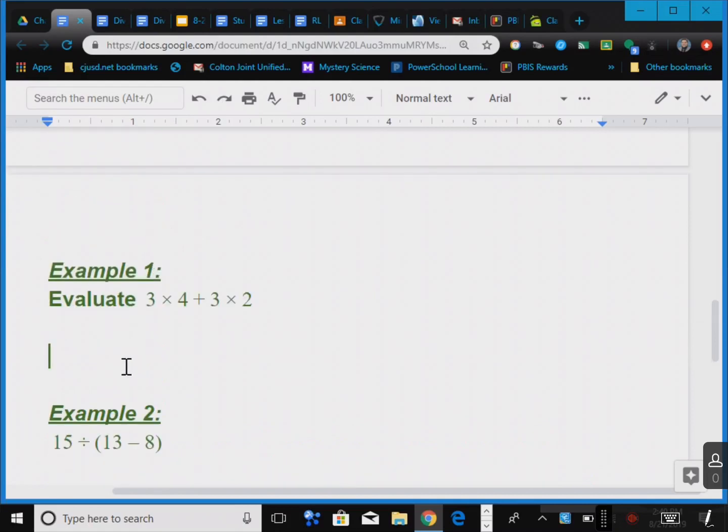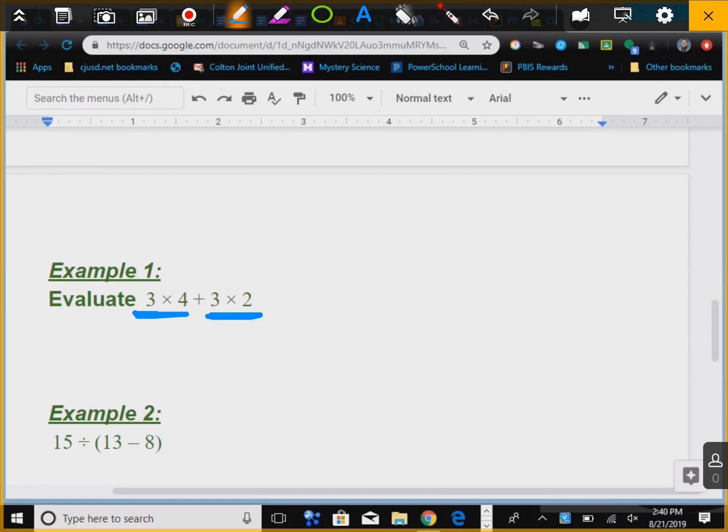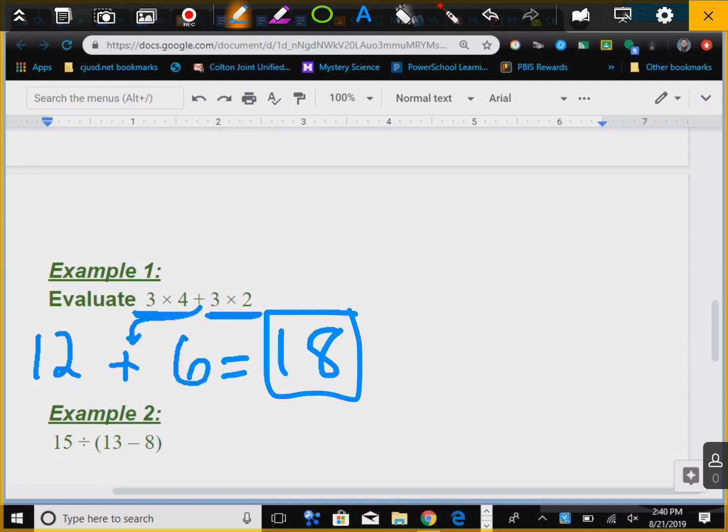3 times 4 plus 3 times 2. So we got to get our PEMDAS on. Let's go ahead. I'm just going to write it right on this. So we have to evaluate 3 times 4 and 3 times 2. That needs to come first. So 3 times 4 is 12. 3 times 2 is 6. And now we bring down the addition sign, and we add. 12 plus 6 equals 18. That's our answer. Once again, you have to do whatever comes first.